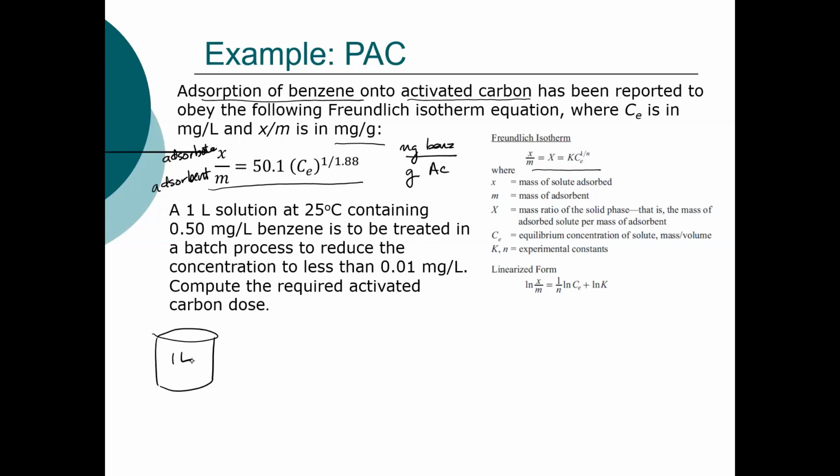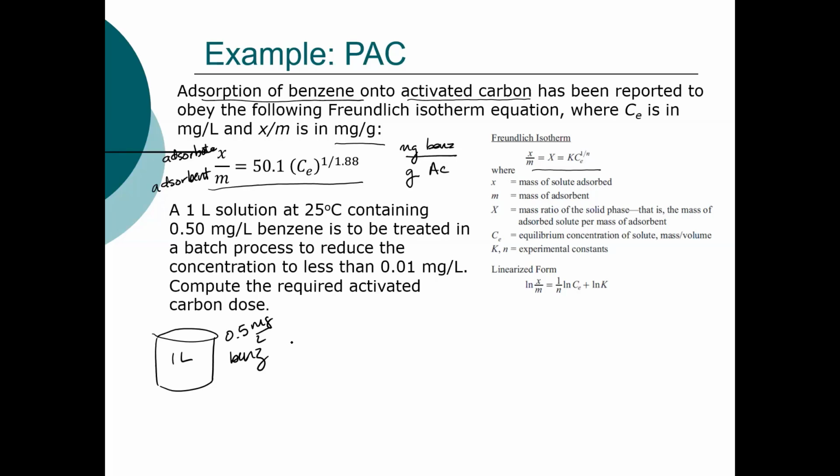So the data for which that Freundlich isotherm was obtained, or developed, needs to be at that same temperature. So it would be at 25 degrees C. And you're told that you have 0.5 milligrams per liter of benzene. That's our starting situation. It's a batch process.